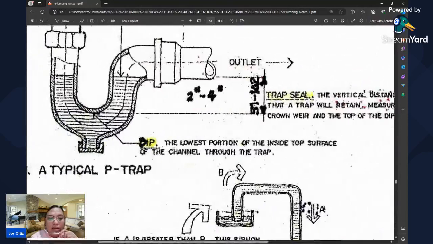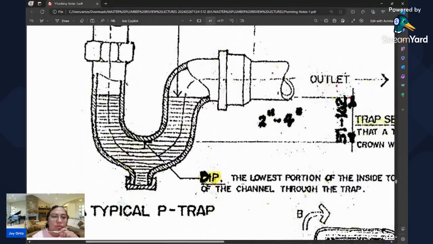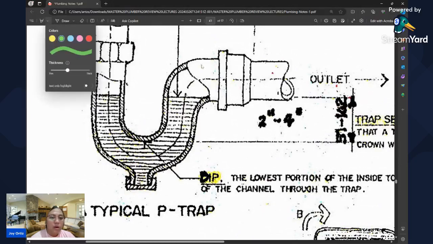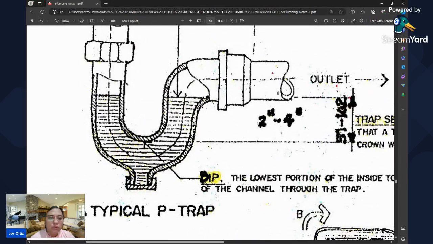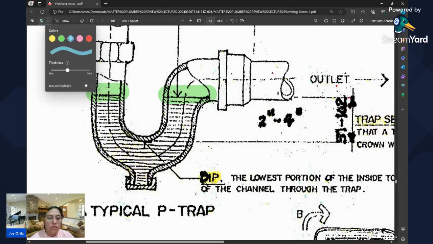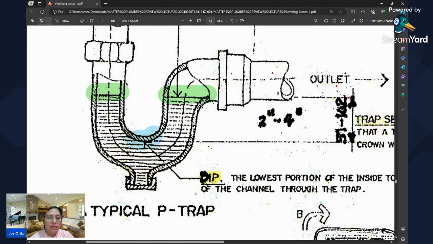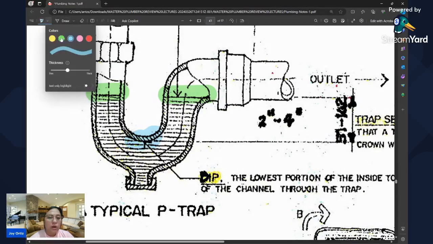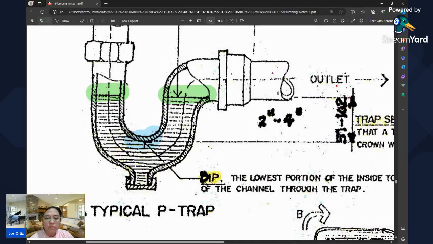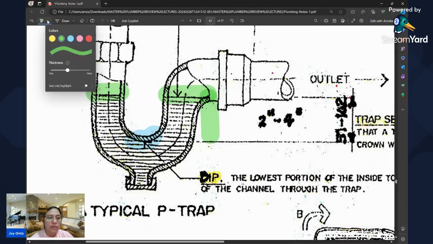So, ito naman, itong part na to, para maintindihan natin, lalagyan ko ng color. So, this is what we call the crown weir. Itong part na to, kung saan yung highest sa tubig. Tapos, ito naman yung tinatawag natin na dip. And the distance between the crown weir and the dip, this one, dapat iba ang color.